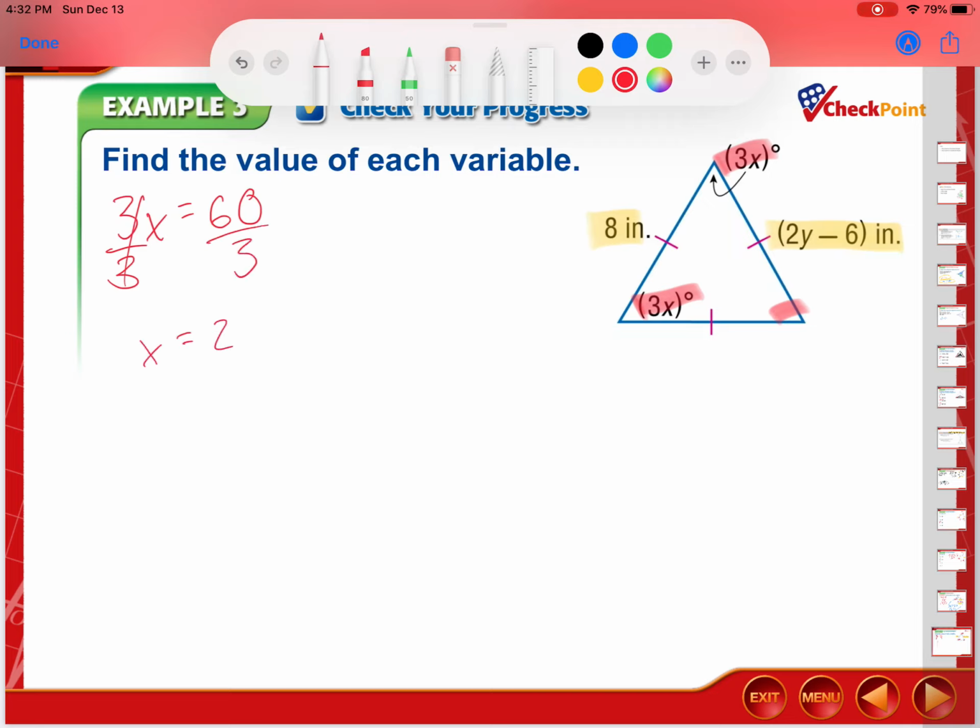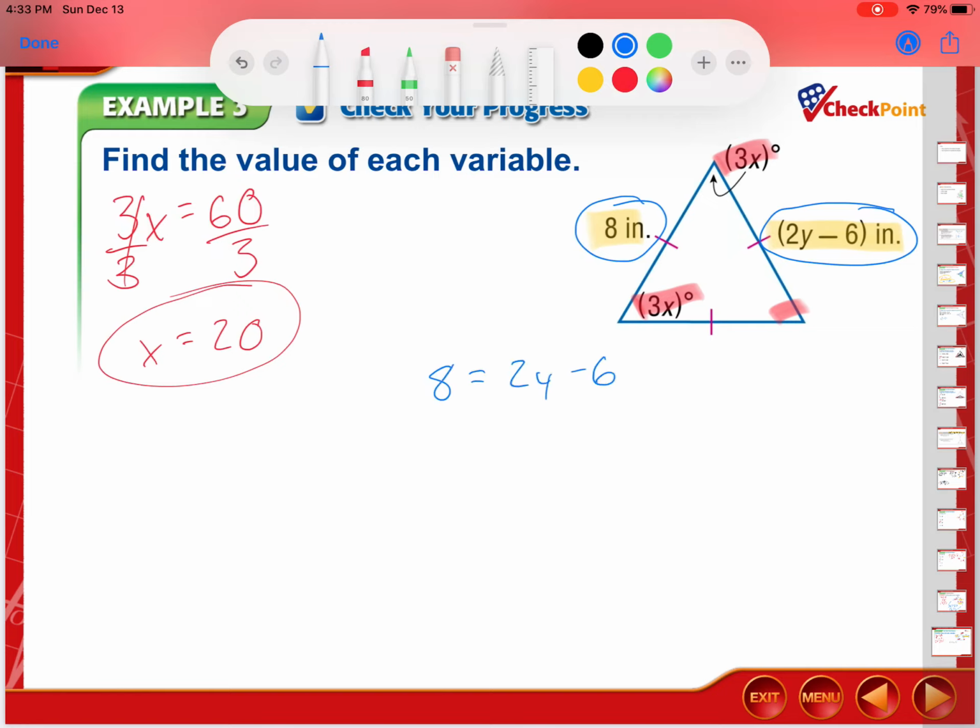So I'm going to start off by doing the angle measures again. Knowing 3x equals 60 makes my life just a cakewalk, so I divide each side by 3. We finish our one-step equation and we say x equals 20. Oh my goodness, we're halfway there, just like that. So next thing I need to do, I need to say, okay, 2y minus 6 is going to equal 8 because both of those sides are congruent to each other because all the sides are congruent in an equilateral triangle. So I'm going to set up that equation, 8 equals 2y minus 6.